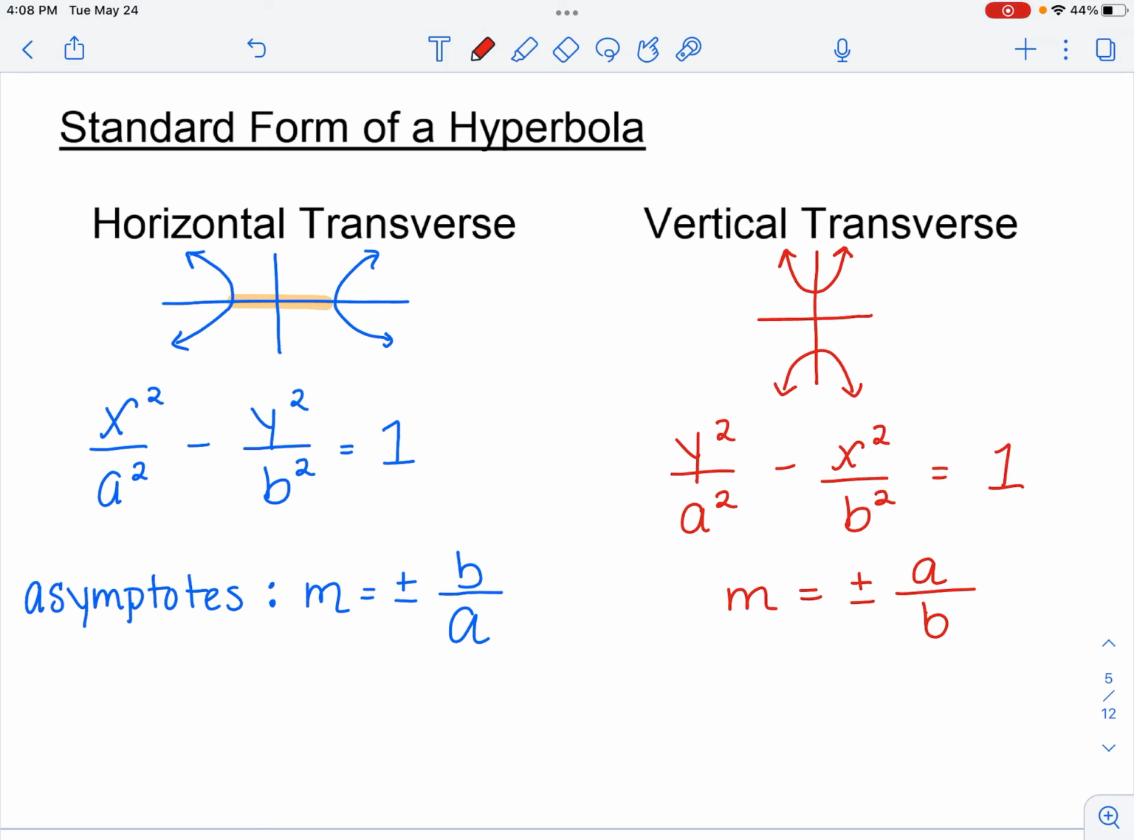So we can see that they are the reciprocals from one to the other. And I forgot to highlight the transverse axis here. The transverse axis is this line segment right there.